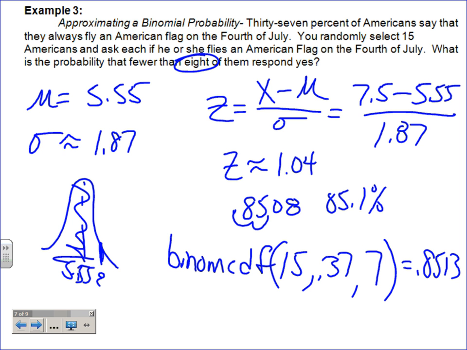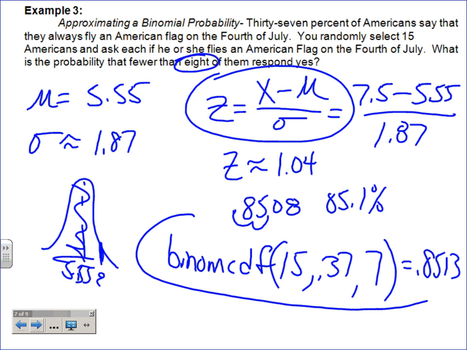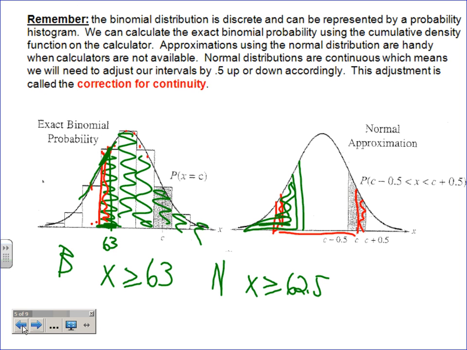Do you want that rectangle or do you not? So in your Z-score, which language are we talking? Normal or binomial? Normal. Down here, which language are we using? Binomial. That's the key. But you see, sometimes you don't want that rectangle. I don't want the 8th, which is why it went down to 7.5, because I don't want the 8th rectangle.